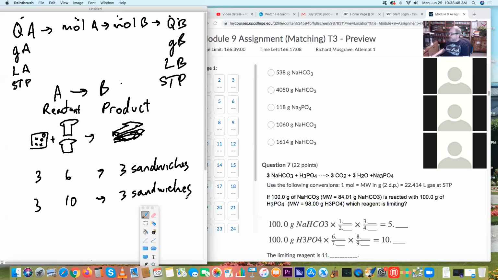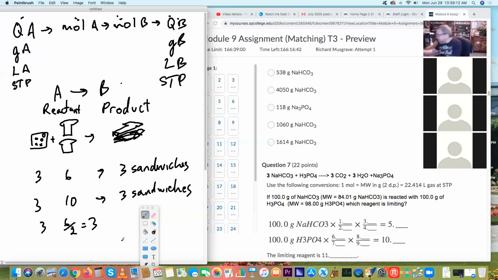How many slices of bread would you have left over? 4. 4 is right. So what you'd use is you'd have 3, you'd have 6. Now the way you get this is 6 divided by 2, which is 3. So that's where that mole ratio thing comes into play. That's why we're dividing it by that.